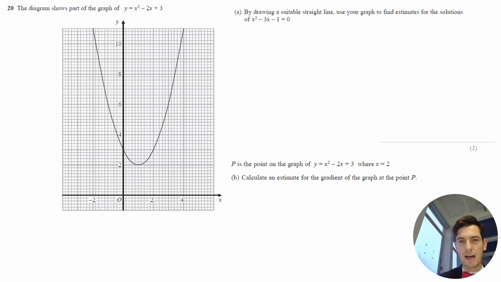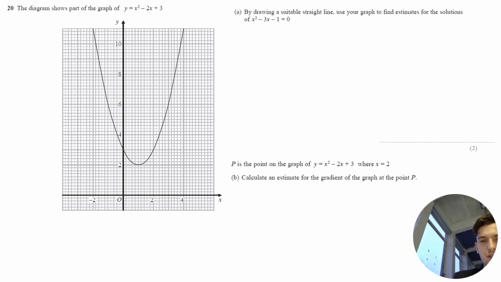Okay, so this next one is a tricky one that we haven't really covered before, so we will cover it at some point, but I'll go through it anyway. It says, the diagram shows part of the graph of y equals x squared minus 2x plus 3. It says, by drawing a suitable straight line, use your graph to find estimates for the solution of x squared minus 3x minus 1. Okay, so what I'm going to do is write out the equation that they've given me. And I'm also going to write out the equation of the graph that I am going to get it from.